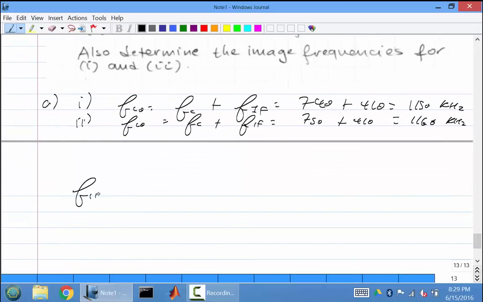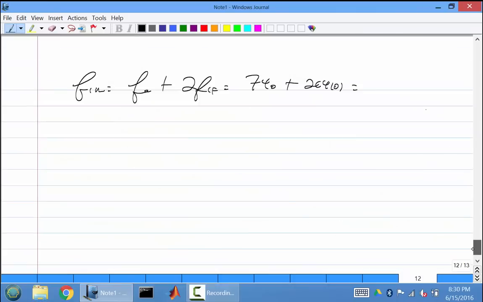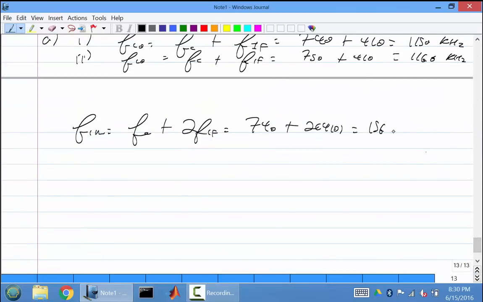Okay, that's pretty simple. Okay, also determine the image frequencies. So the image frequencies are just going to be the carrier plus twice the intermediate. So this becomes 740 plus 820, so 2 times 410, which is 820. Right, and let me just double check to see what that is. It should be 1560, right? So we get 1560 as the input. Okay, so this is 1560 kilohertz.